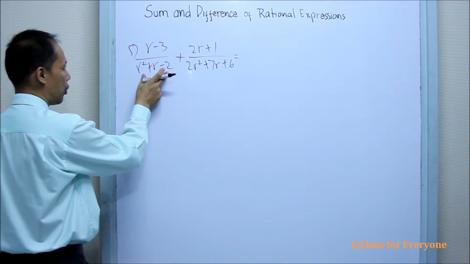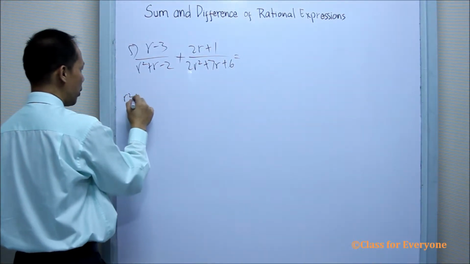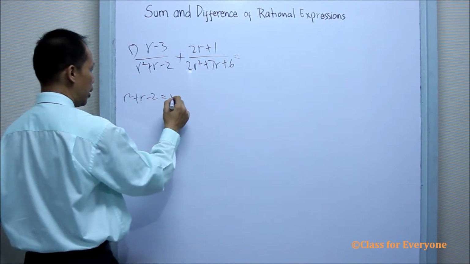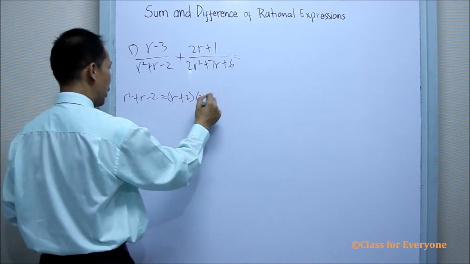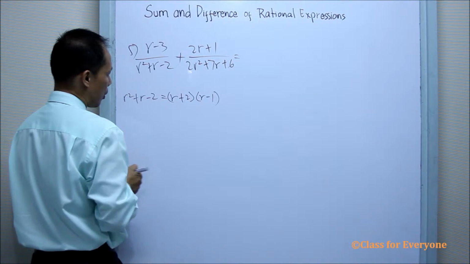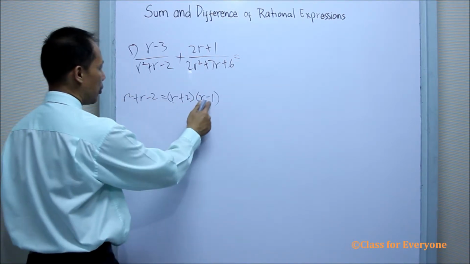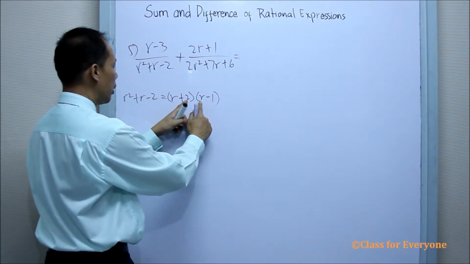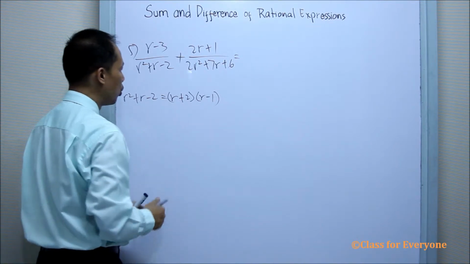Now, factor the first denominator, r² + r − 2, and this is equal to (r + 2)(r − 1). Check the factors. r times r, r². r times negative 1 is negative r, plus 2r is r. 2 times negative 1 is negative 2.